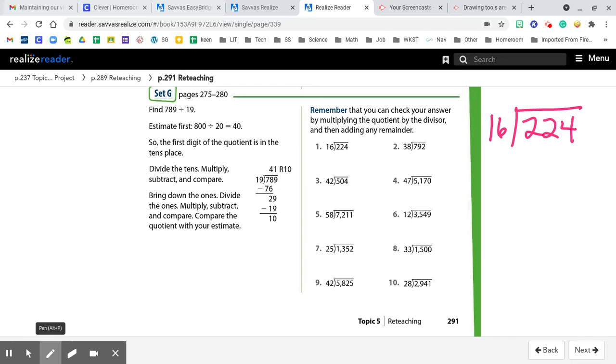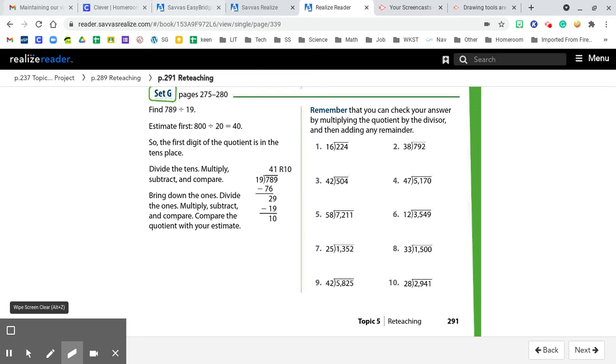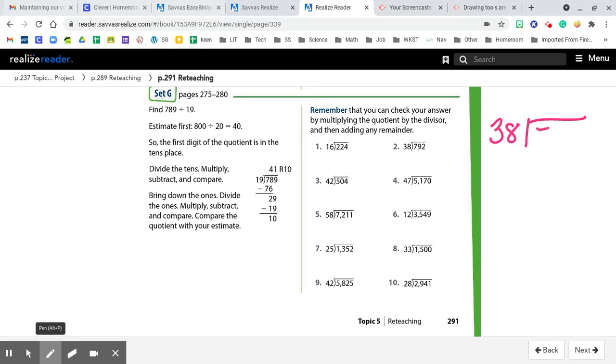So 16 doesn't go into 2. It goes into 22 one time. I divided. I'm going to subtract. I'm going to compare my 6 to my 16 and bring down. 16 times 4 is 64. If you didn't know that, you'd have to do some multiplication off to the side until you get that. 38 goes in, and use your times table chart too. That can really help you on this because it gives you a good starting point for some of these problems.